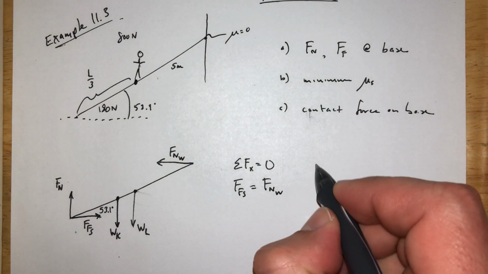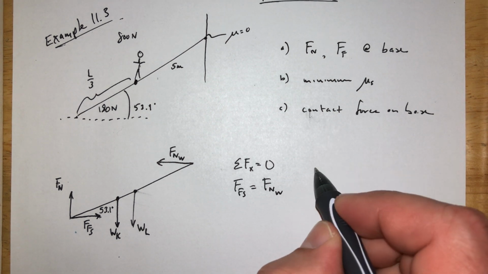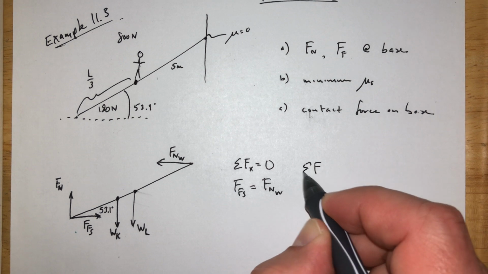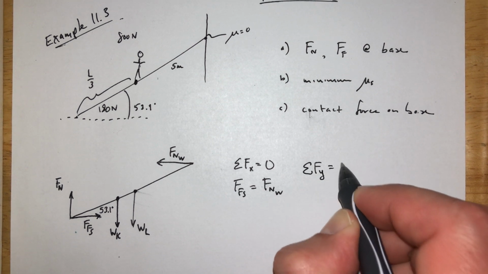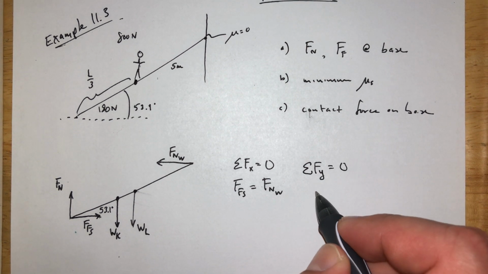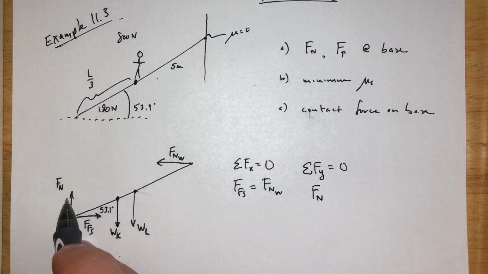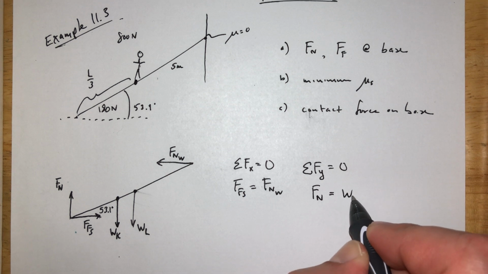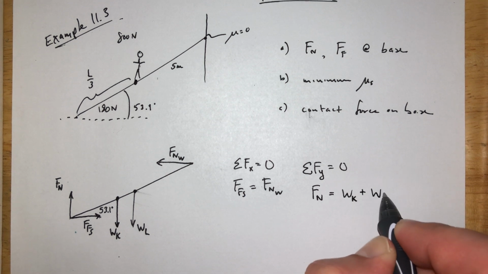And the other thing we know is that the force in the y direction needs to be 0. So that means the normal force from the ground needs to be equal to the weight of the knight plus the weight of the ladder.